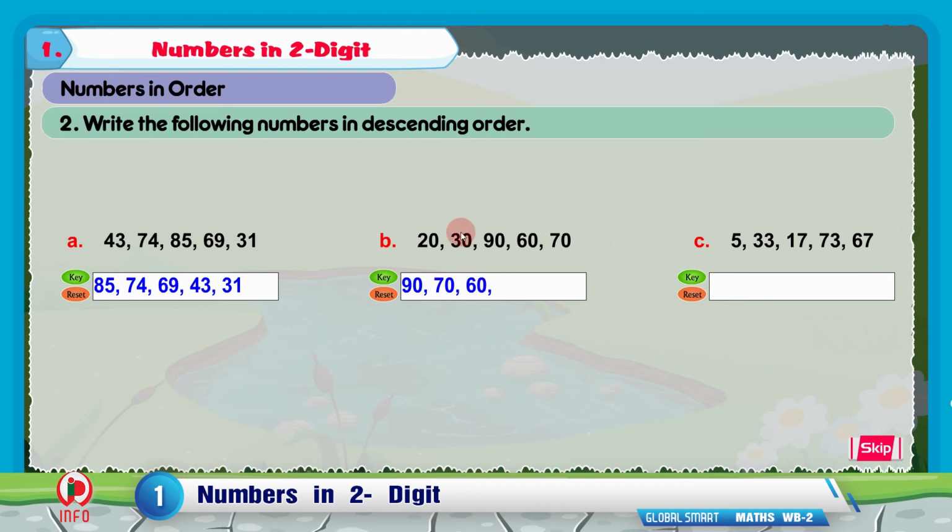The remaining are 30 and 20. So we will compare the 3 and 2. 3 is greater than 2. So 30 is greater than 20. We will write here 30. Then the remaining number is the last number 20. This is the smallest of all numbers. 90 is the biggest number. 20 is the smallest number. Writing bigger to smaller number is descending order.